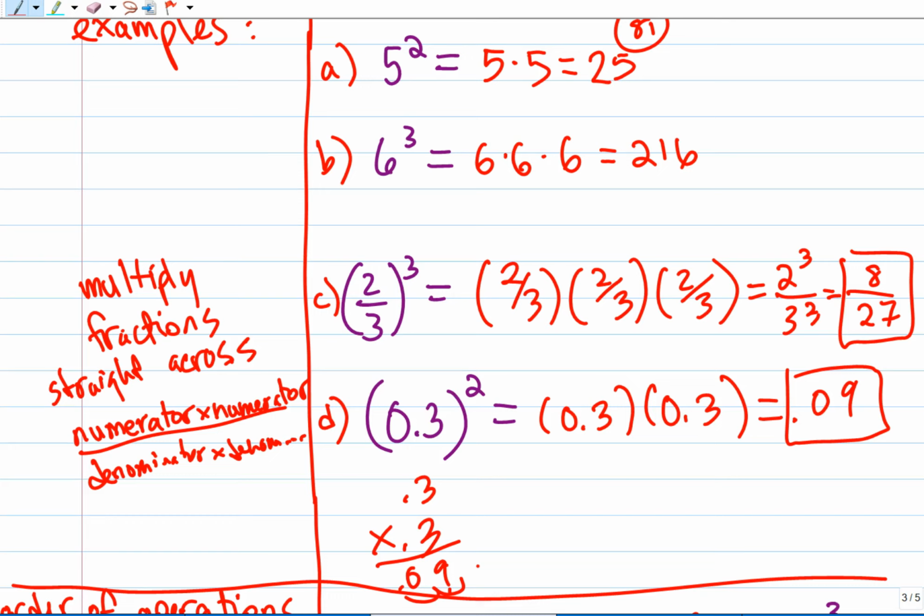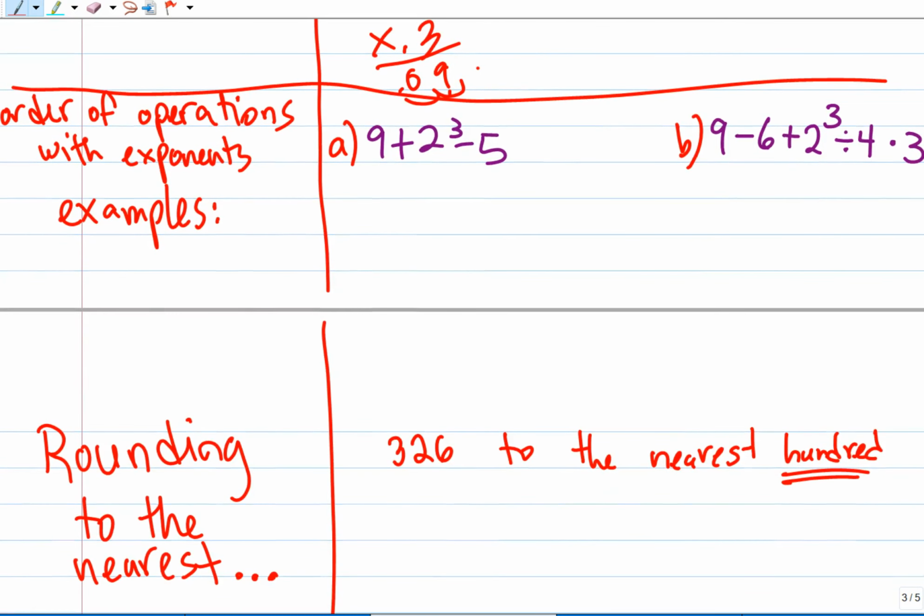And then we're going to go ahead and take some of the previous concepts and put them together. How do we do order of operations when I introduce exponents? Well, we still do PEMDAS. So looking at this example, parentheses, exponent, multiply, divide, add, subtract. I see no parentheses, but I see exponents. So we do that first.